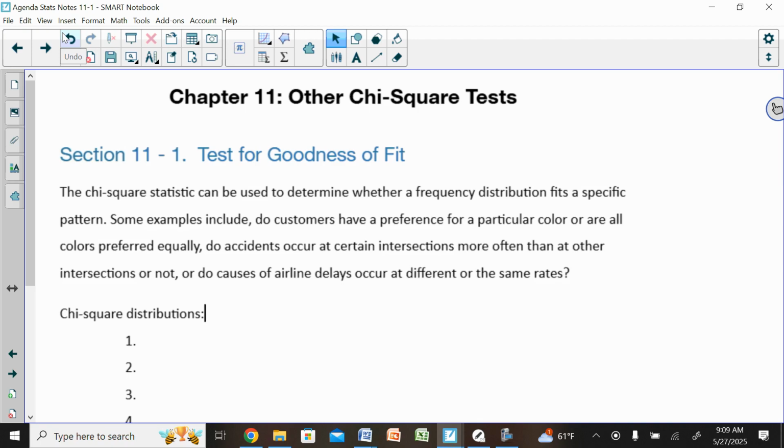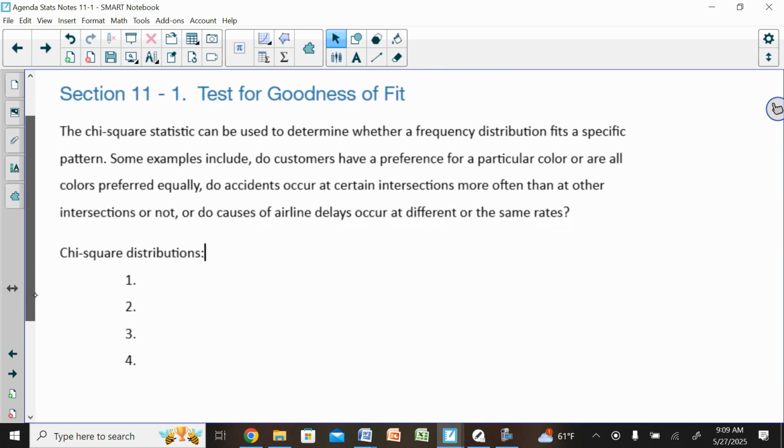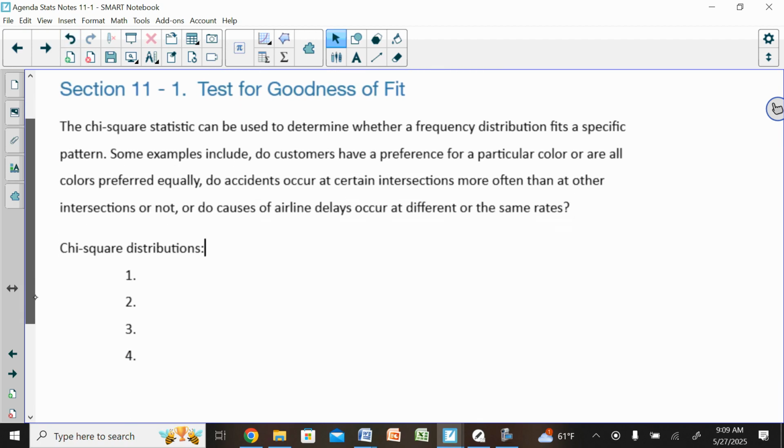Seems like an awkward way to say it, but chi-square statistic can be used to determine whether a frequency distribution fits a specific pattern. For example, do customers have a preference for a particular color, or are all of them preferred equally? Think cars or something. Do accidents occur only at certain intersections more often than at other ones? Or do causes of airline delays occur at different or the same rates due to, say, weather or due to mechanical issues? So we could look at those kinds of things.